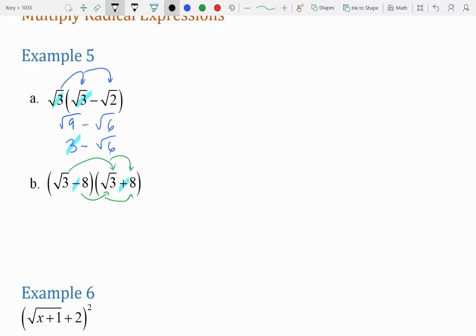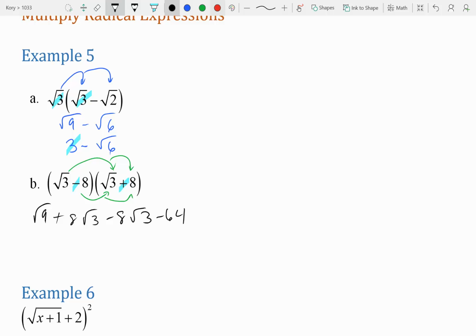So we have the square root of 3 times the square root of 3 is the square root of 9. You can go ahead and simplify that to 3. You don't have to put it as 9. We have the square root of 3 times 8. Well, that's 8 times the square root of 3. And then we have negative 8 times the square root of 3, which is negative 8 times the square root of 3. And then negative 8 times positive 8 is negative 64.